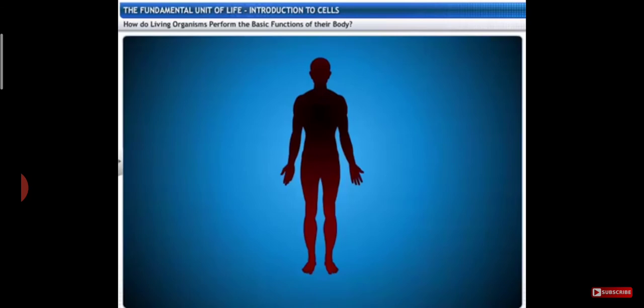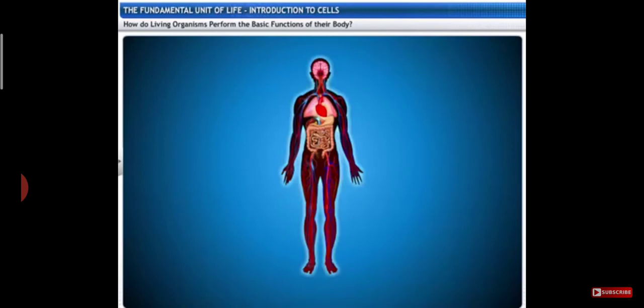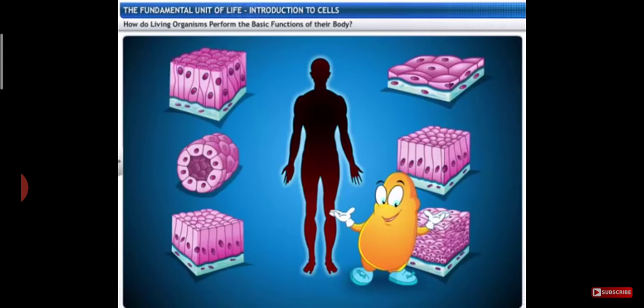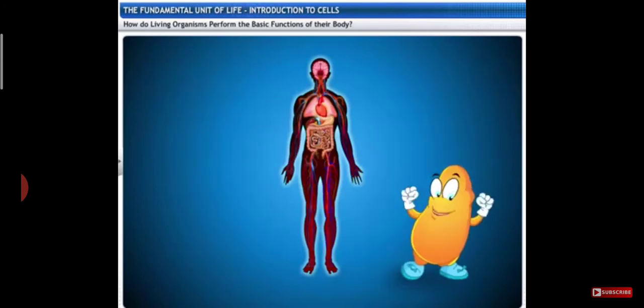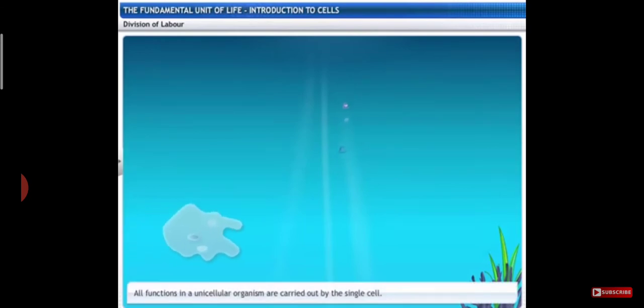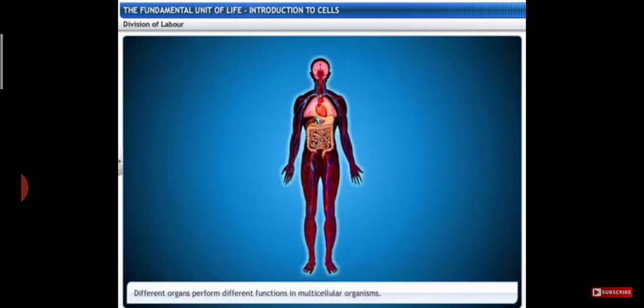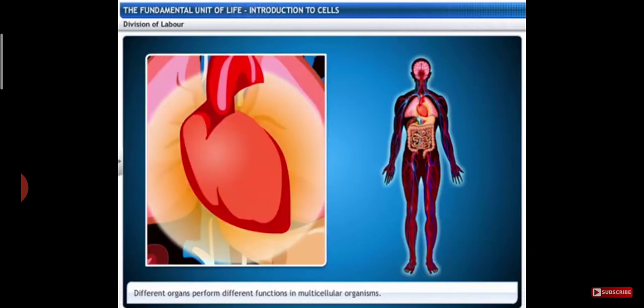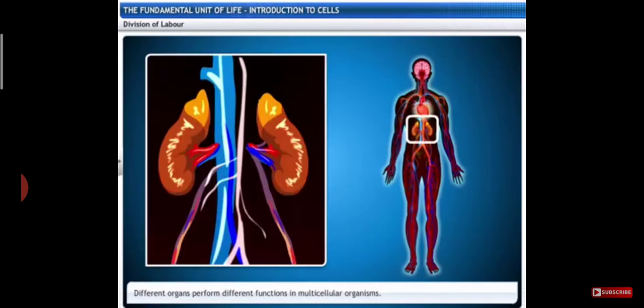Do you know how living organisms perform the basic functions of their body? Living organisms perform the basic functions through division of labor between different organs. Different cells have different jobs allotted to them, and we all work as a team for the body to function. All functions within a unicellular organism are carried out by the single cell itself. For example, in amoeba, a single cell is responsible for movement, intake of food, exchange of gases, and excretion. On the other hand, different organs perform different functions in multicellular organisms. For example, the human body has a heart to pump blood, a stomach to digest food, and kidneys to excrete waste.